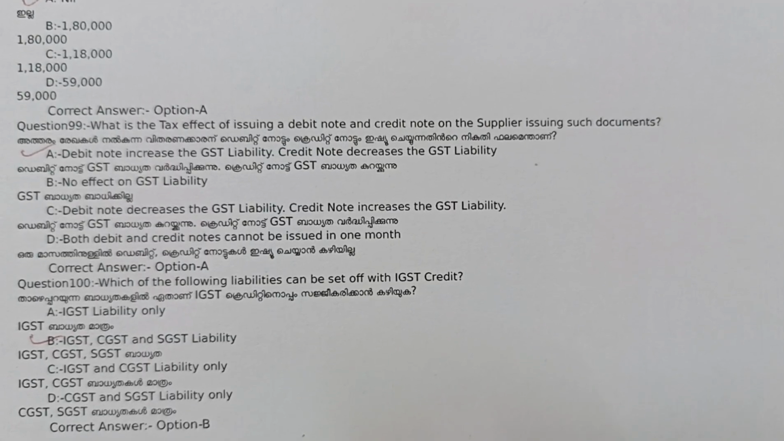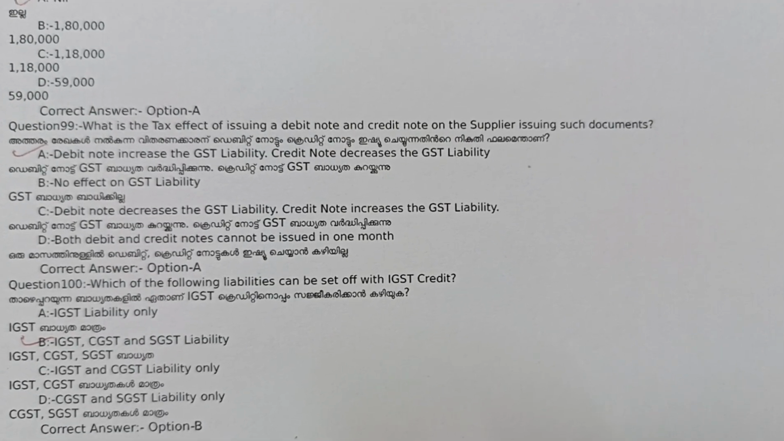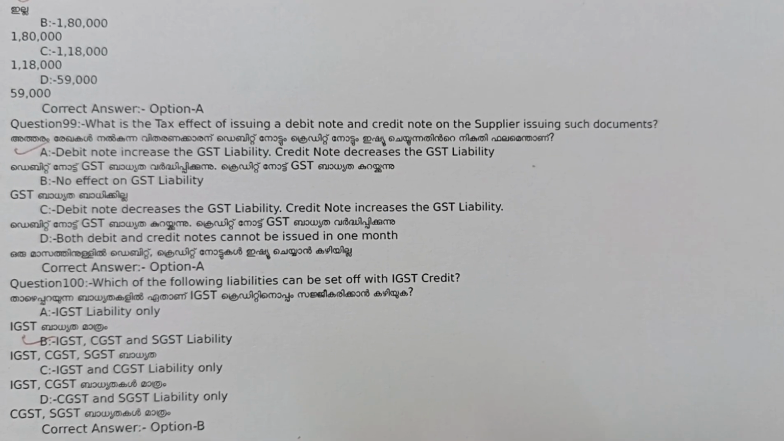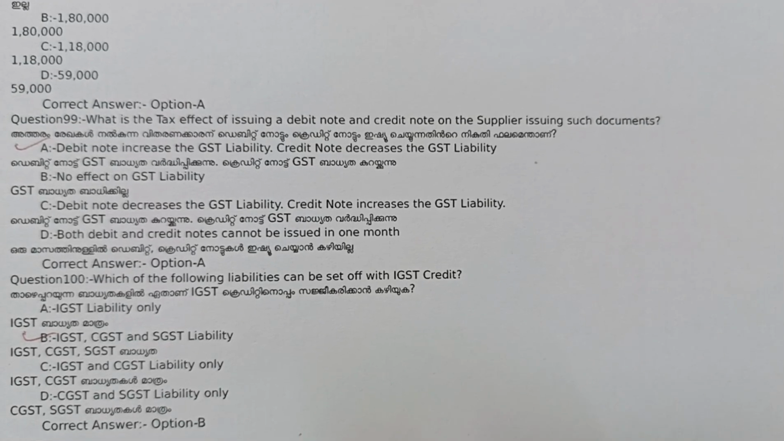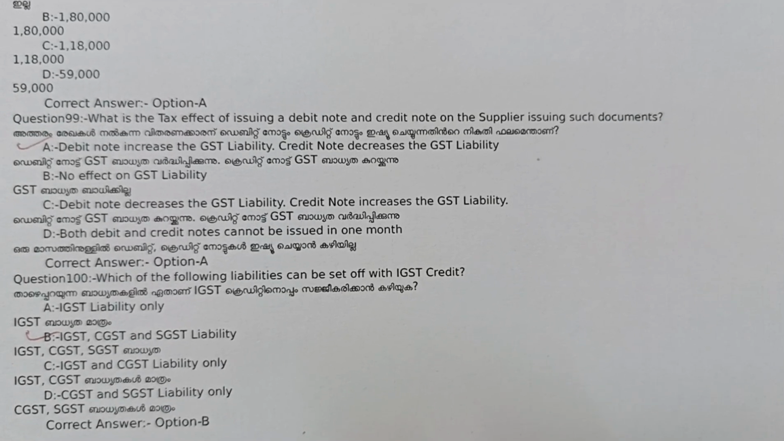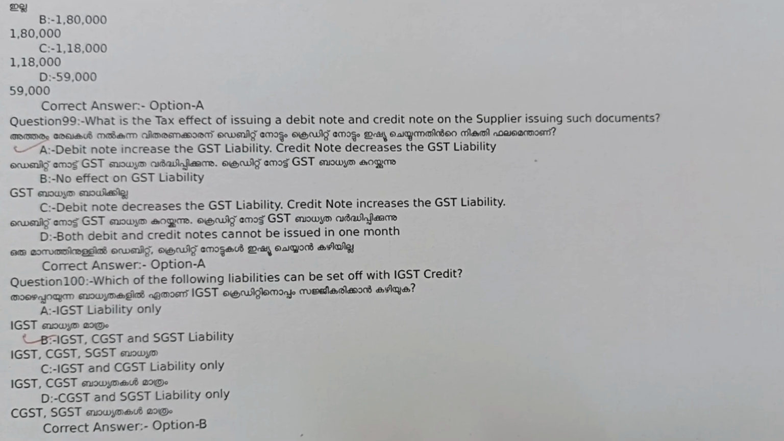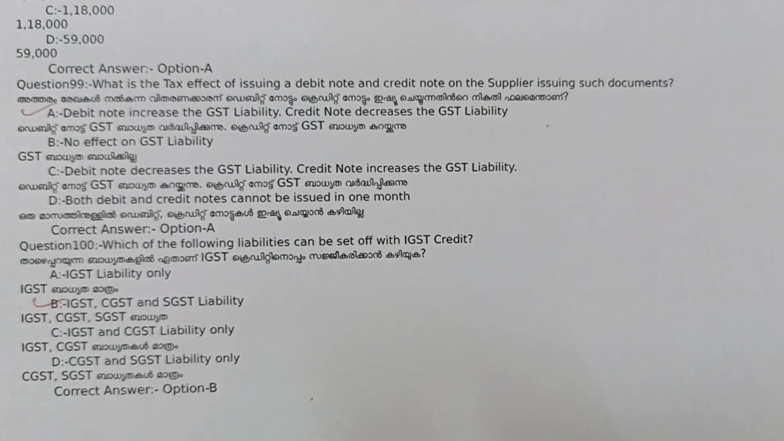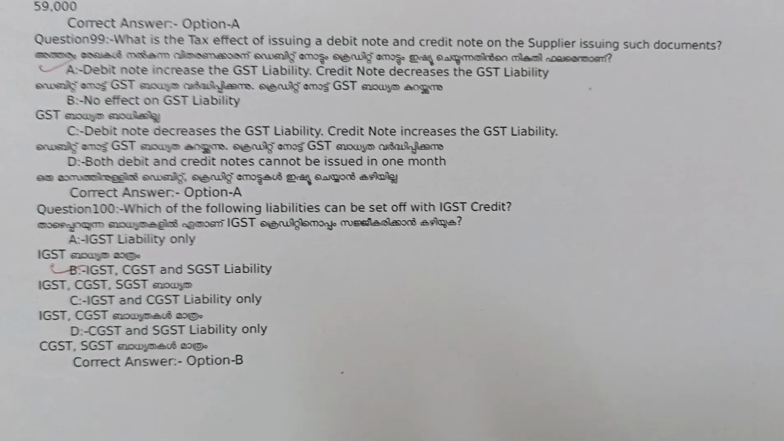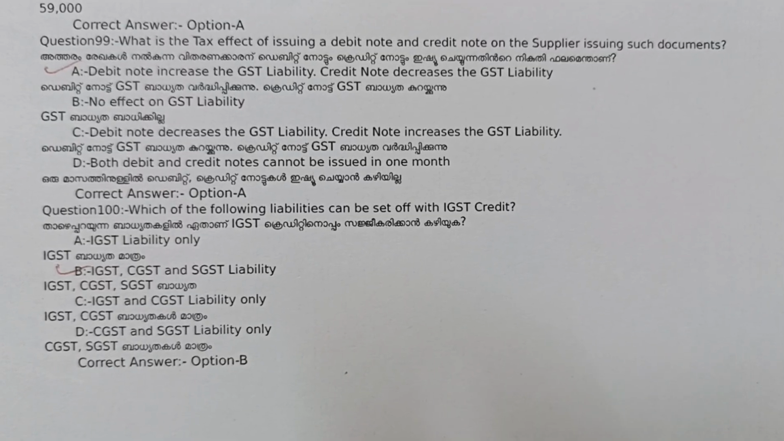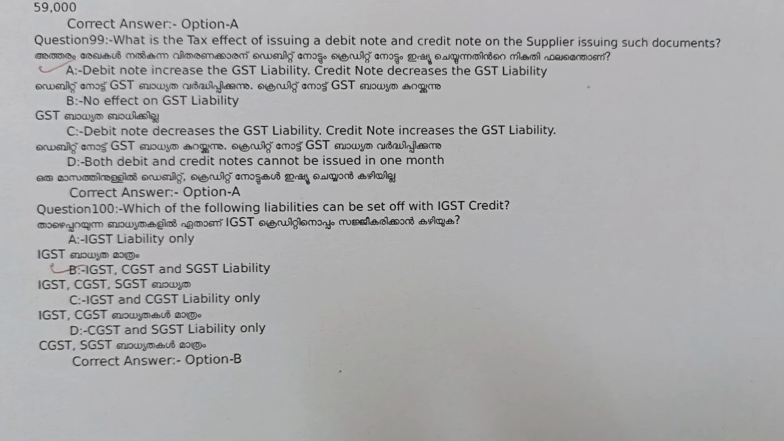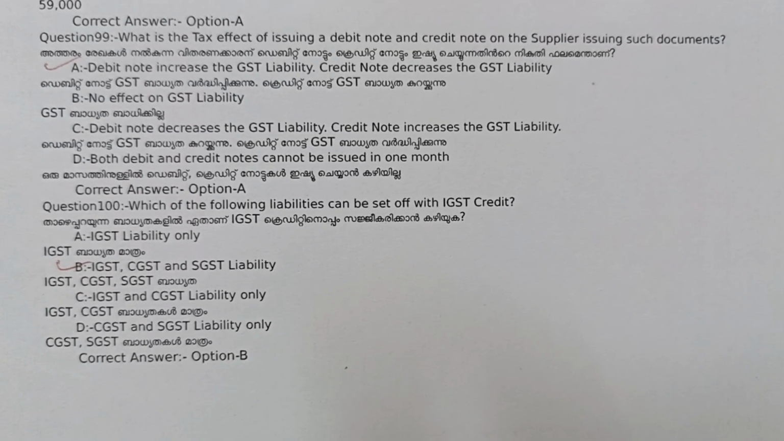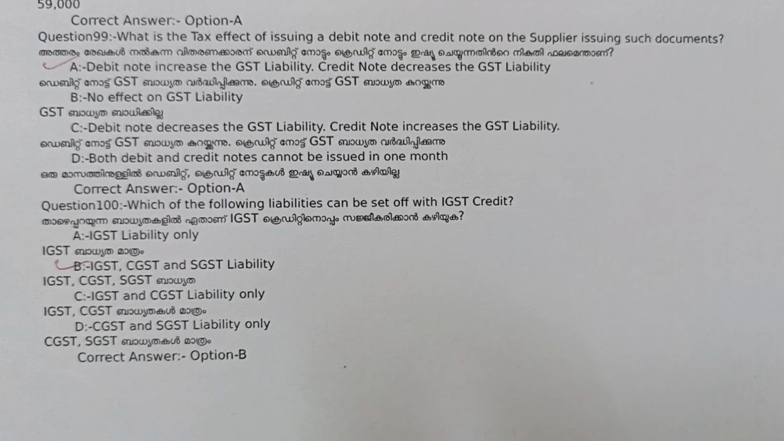Question number 99. What is the tax effect of issuing a debit note and credit note on the supplier issuing such a document? Answer: debit note increases the GST liability, credit note decreases the GST liability. Question number 100. Which of the following liabilities can be set off with IGST credit? Correct answer: IGST, CGST and SGST liability.